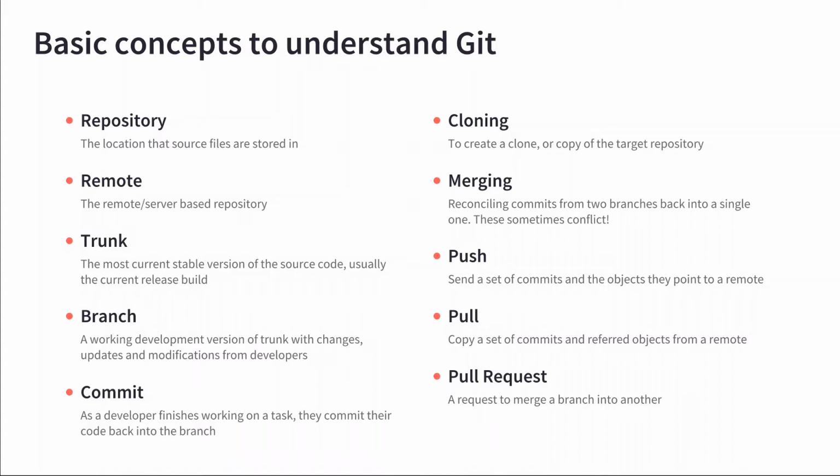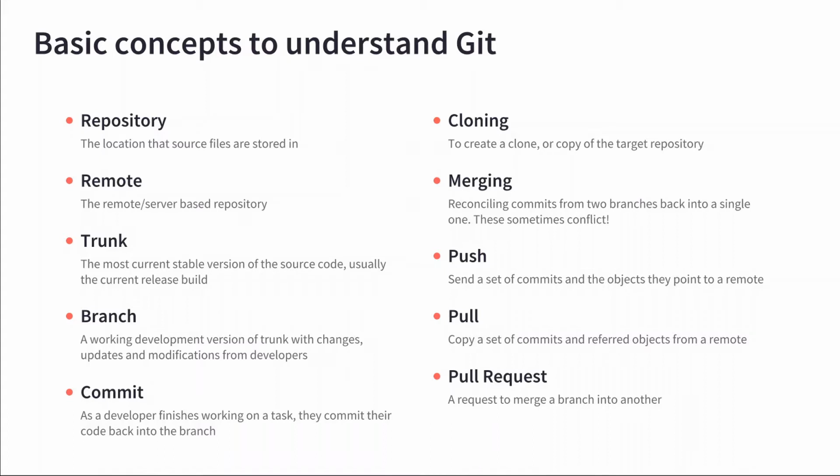Effectively, a branch is a working development version of the trunk with the changes, updates, and modifications that any specific developer may want to do. And so basically, when you need to build a new feature for your product, you can literally create a new branch of the main trunk, do your thing, and then when you're happy with it, you can merge it back into the trunk. And so it allows loads of developers to work on a variety of changes to the main trunk without disrupting the tree itself.